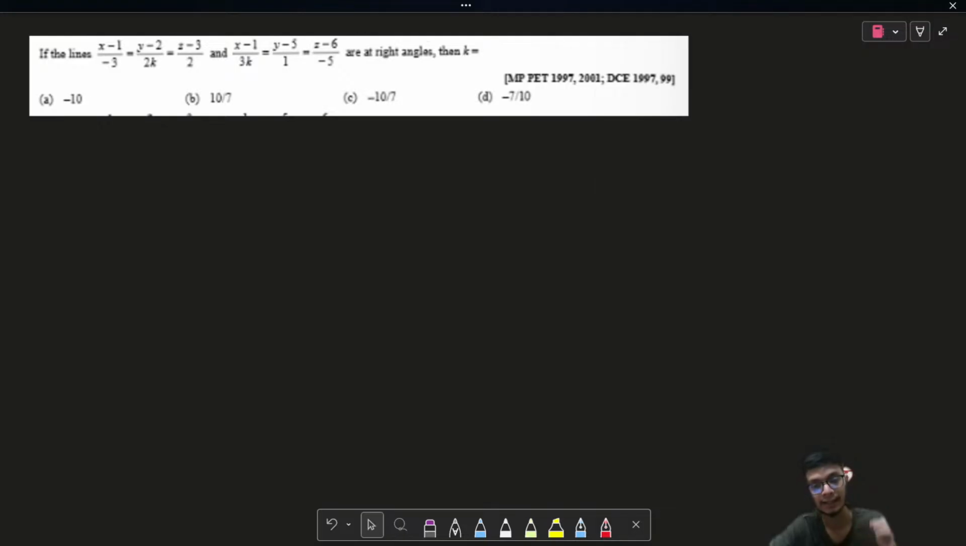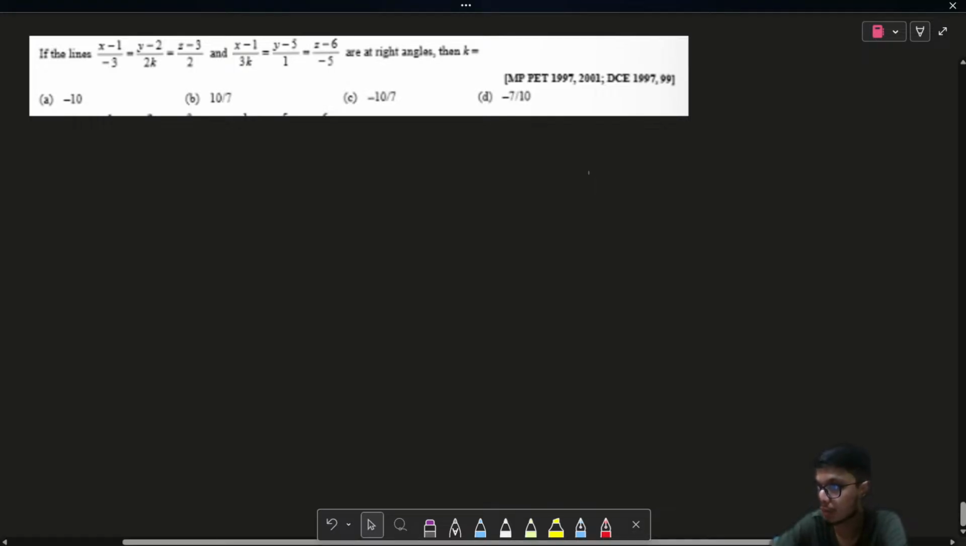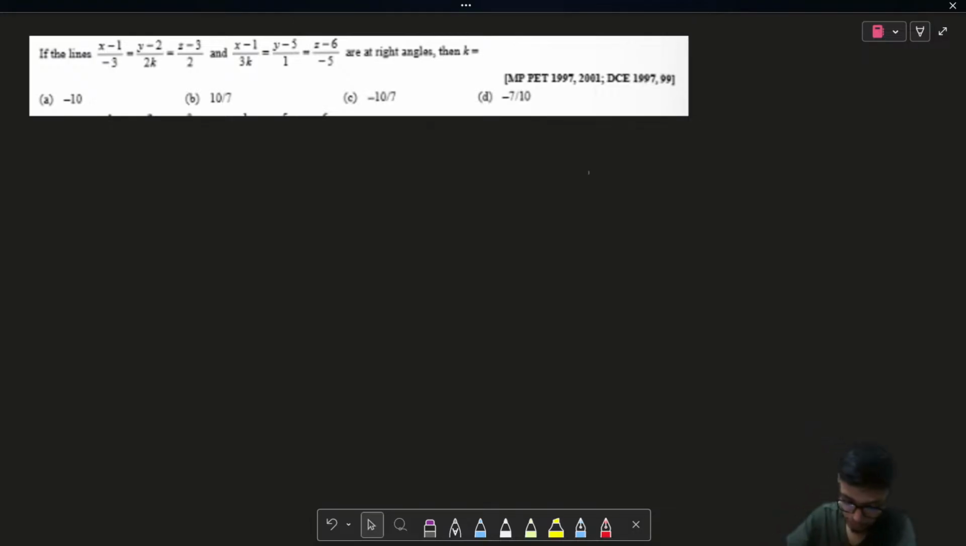Once you get the direction ratio vectors of these two straight lines, by using the concept of angle between two vectors, you can find the angle. And it's mentioned in the problem that it is 90 degrees. Therefore, the dot product of those two vectors will be equal to 0. So use that concept to find the value of this unknown k. So please try to solve this problem. This is a very basic and simple problem to start with.